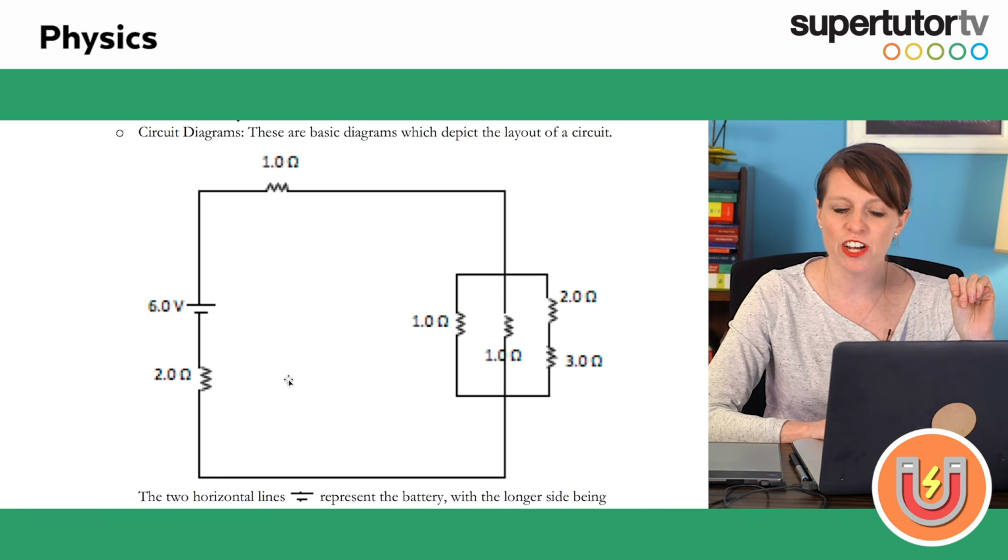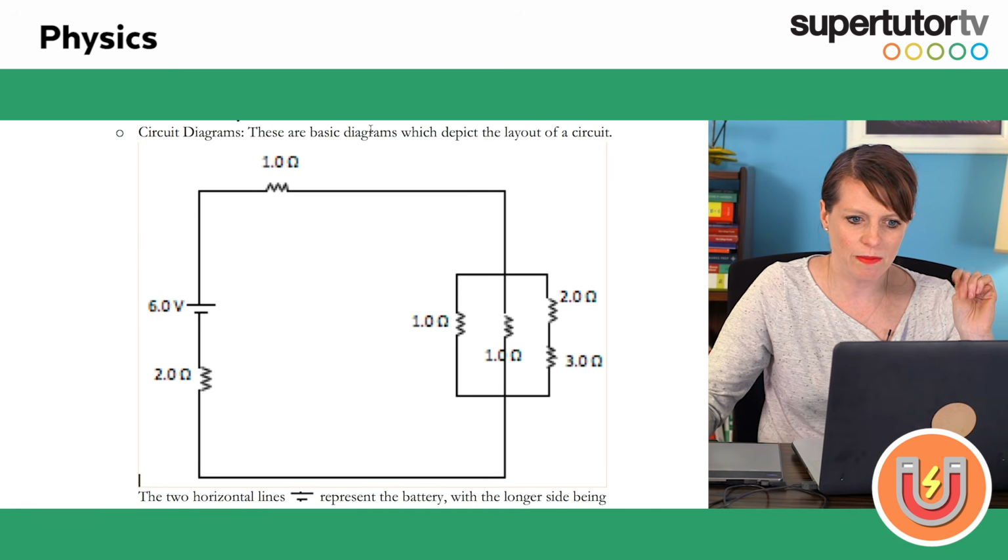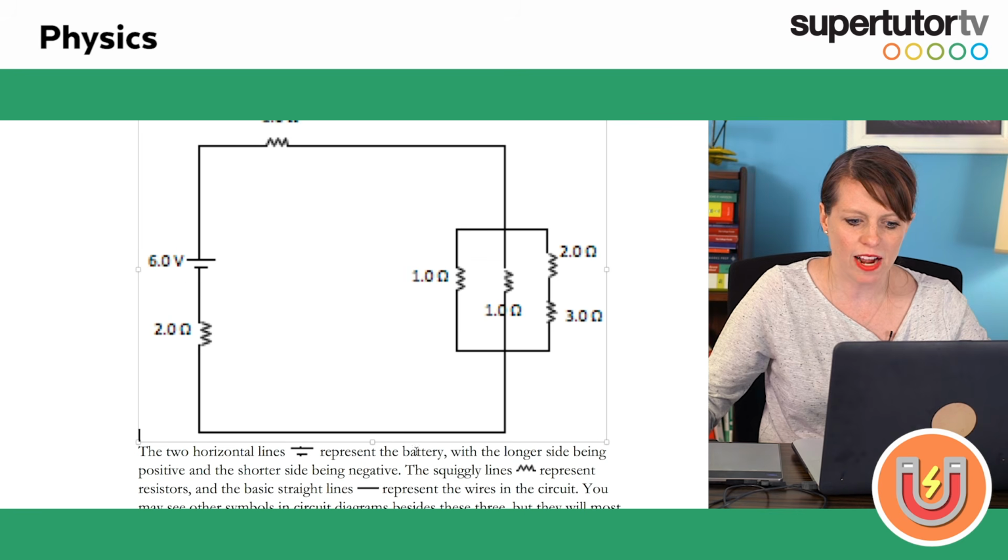Circuits and electricity, let's talk circuit diagrams. These do come up sometimes on ACTs. Are you going to need to know how to read them? Maybe. So I'm just going to go over really fast how to read these. Horizontal lines represent a battery. So you can see here, this is a battery. The squiggly lines represent resistors, and the basic straight lines represent wires in the circuit.